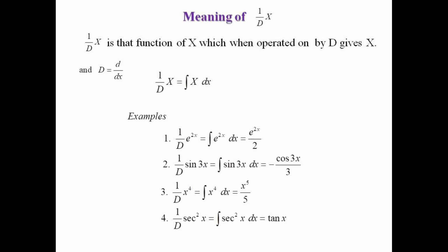Now before going to the form, let's try to understand the meaning of the term 1 upon D into x. 1 upon D into x is that function of x which when operated by D gives the value of x. Here the meaning of the term D is derivative with respect to x. Therefore 1 upon D of x equals the integration of x dx. This formula is very useful for solving examples based on type number 2.